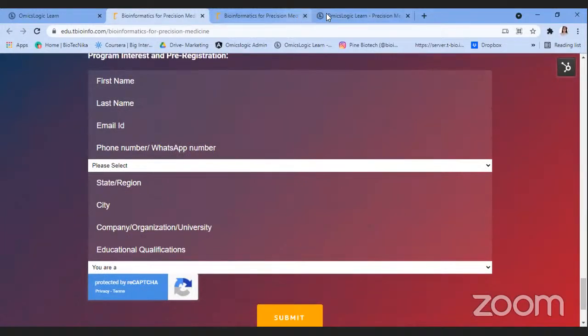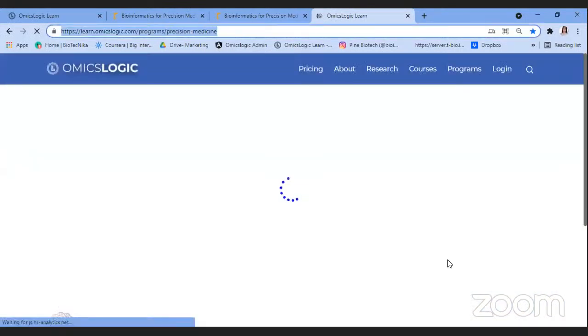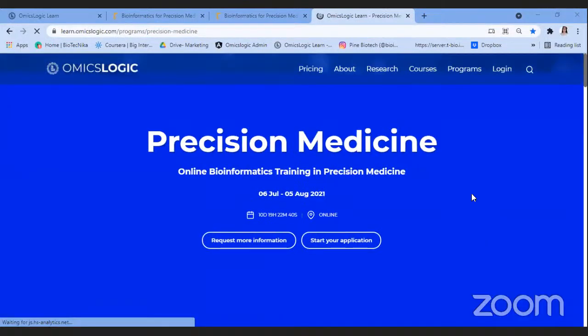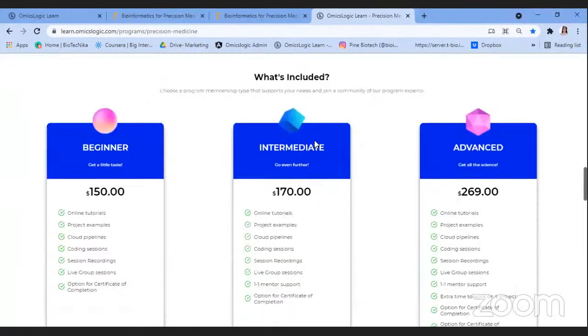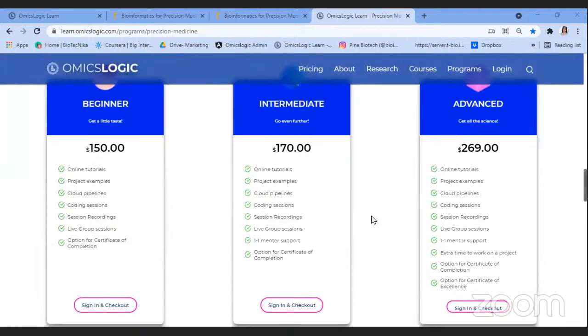As I told you, pre-registration is just to fill out the form so that we get your entry. But to proceed ahead with your registration and enrollment in the program, you need to proceed to the program page. Here is the link. Once you are on the program page, you have to click on Start Your Application, and you would get 3 levels: beginner, intermediate, and advanced. The 3 levels are based on the provisions that you would be getting for the program. The provisions are mentioned here very clearly. You can go through each of them and pick the level which suits your requirements the best.